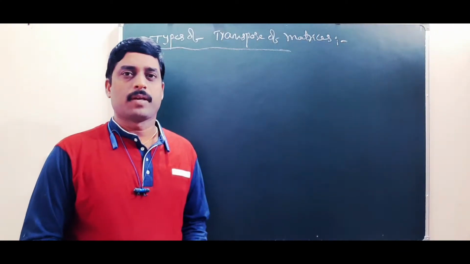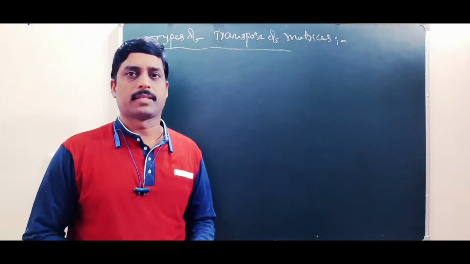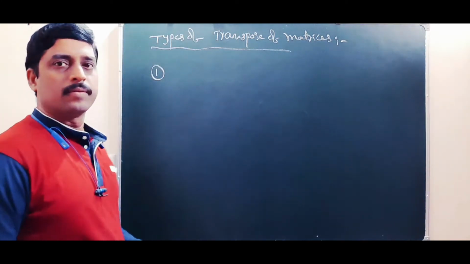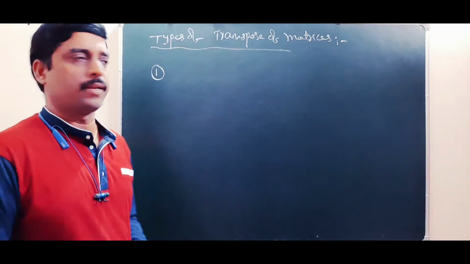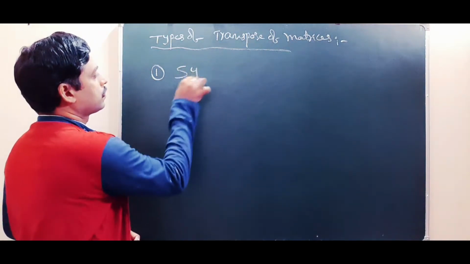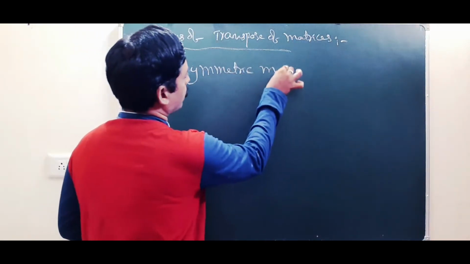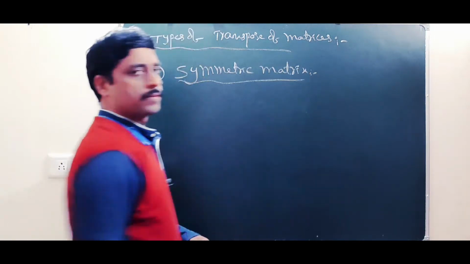Today I would like to explain the matrices concept. Today I would like to explain types of matrices related to transpose. There are two types: the first one is the symmetric matrix and the second one is the skew symmetric matrix. First is the symmetric matrix. So what is a symmetric matrix?